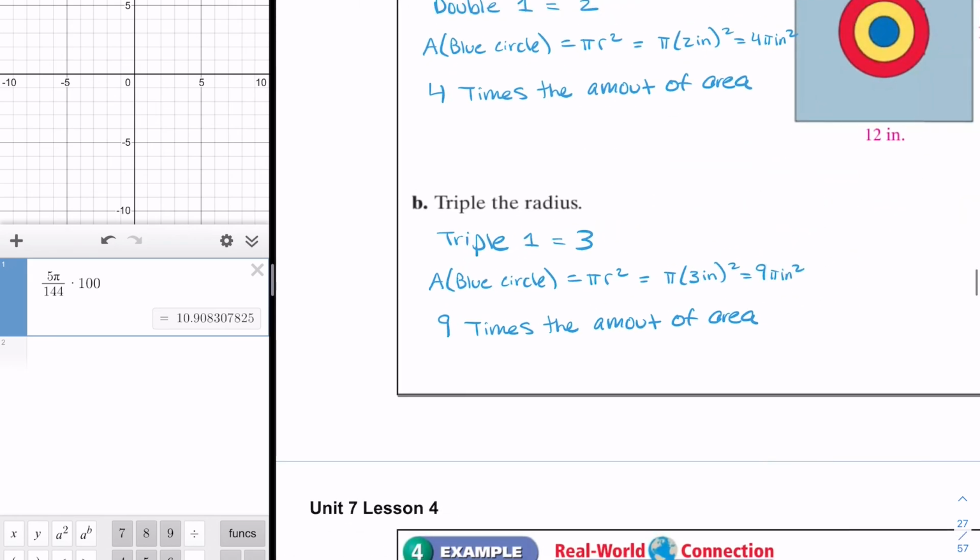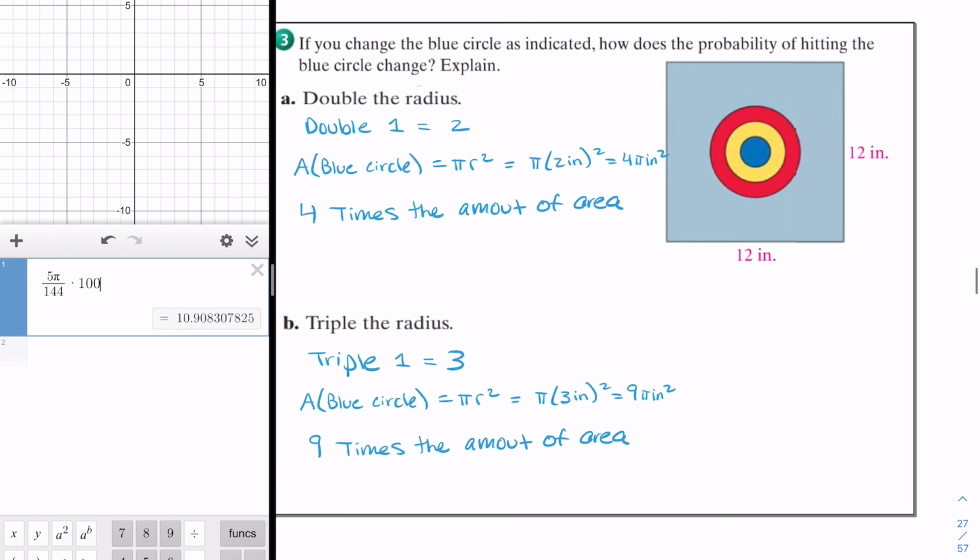Because I'm squaring it, it wants me to make the connection that 3 squared is 9. So it's not tripling the amount of area, but tripling it and it's squared. We know it's square units. So 9 and 4 are squared units here.